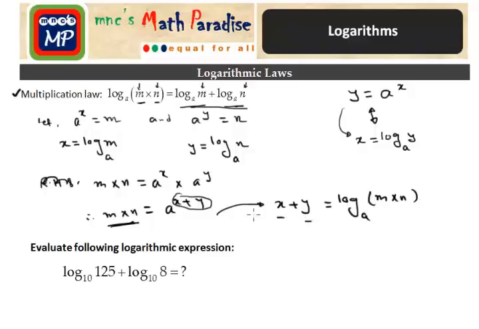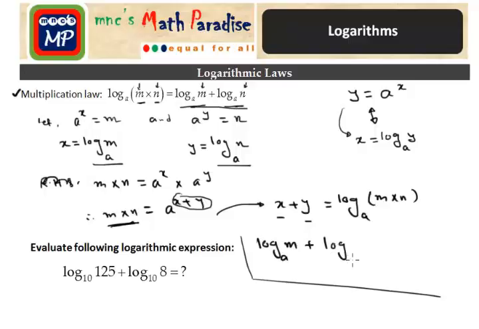And what are x and y? x is log base a of m and y is log base a of n. So if we rewrite them, log base a of m plus log base a of n equals log base a of m times n. That means log base a of m times n equals log base a of m plus log base a of n, which is the multiplication law for logarithmic functions.